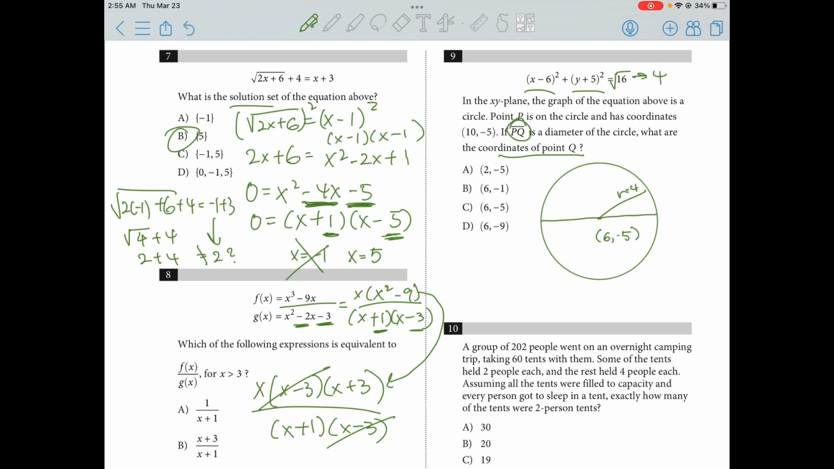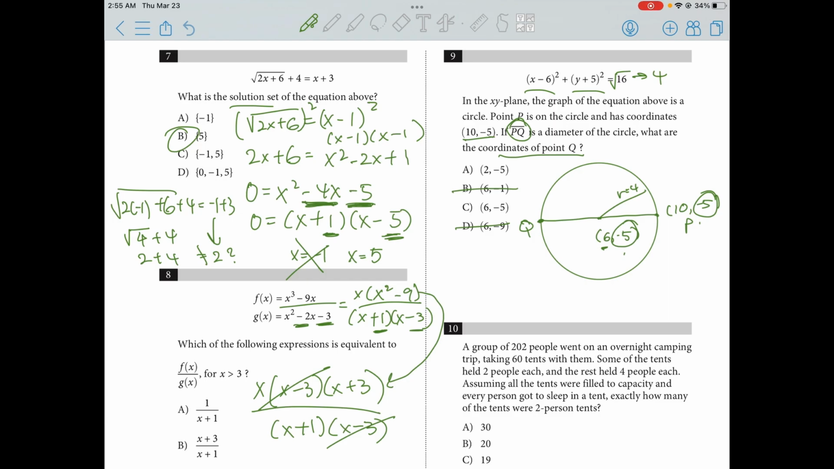And where is P? P is at 10, negative 5. So if this is at 6, then 10 has to be here, negative 5, which is P. And Q has to be right here. What do we notice about these two coordinates? We notice that negative 5, or the y value, doesn't change. So we would eliminate B and D as our answer choices.